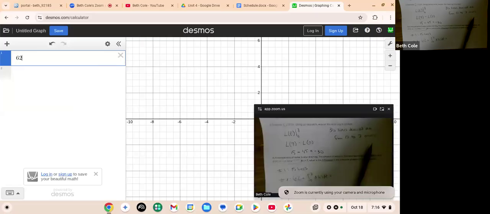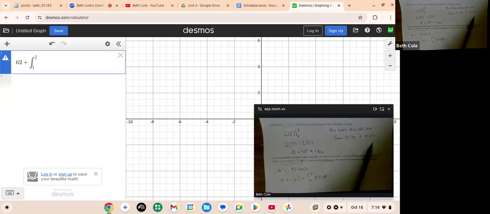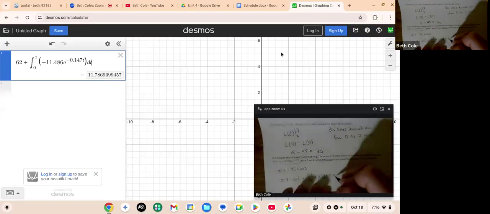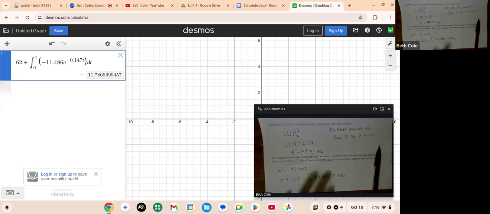So it started out with 62 liters, and then we drained from 0 to 7 according to, and you can see that it's draining because it has that negative in there. 0.486 e to the power negative dt. All right, 11.786. We can truncate. 11.786. You can see down in the corner where I wrote that.